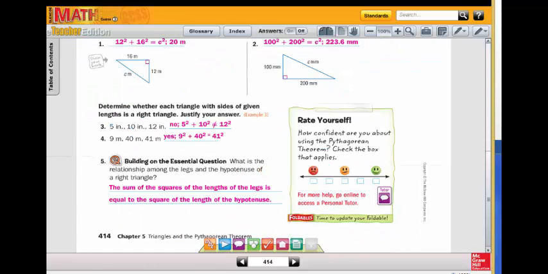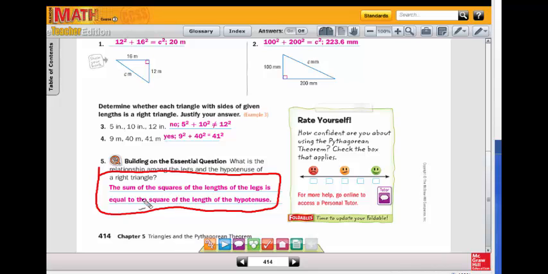Building on the essential question, what is the relationship among the legs and the hypotenuse of a right triangle? And that is what the Pythagorean theorem is all about. It's the sum of the squares of the lengths of the legs is equal to the square of the length of the hypotenuse. Remember to be able to recognize legs versus hypotenuse. In this case, I drew the legs in red and the hypotenuse in blue. The sum of the squares of the legs must equal the square of the hypotenuse. Please do independent practice.